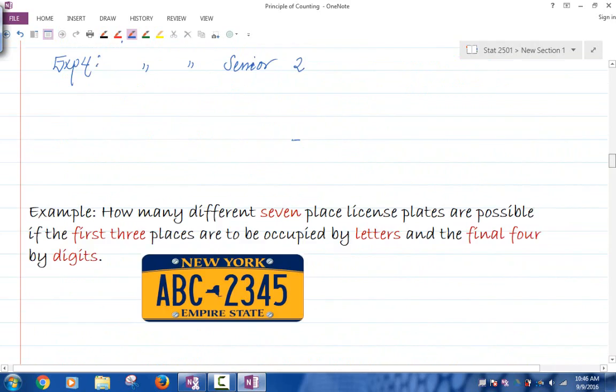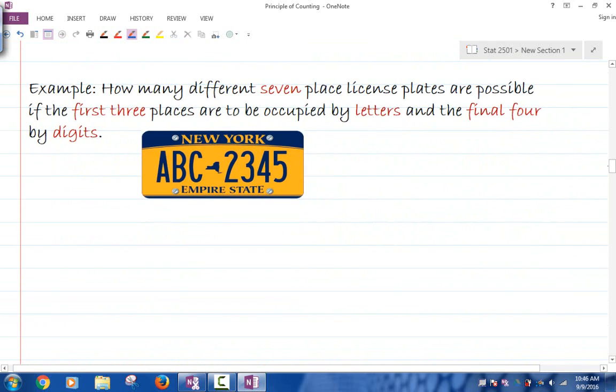Okay, one last problem. How many different 7-place license plates are possible if the first 3 places are to be occupied by letters and the final 4 by digits? I was looking for license plates, and fortunately I found one with exactly what I needed.